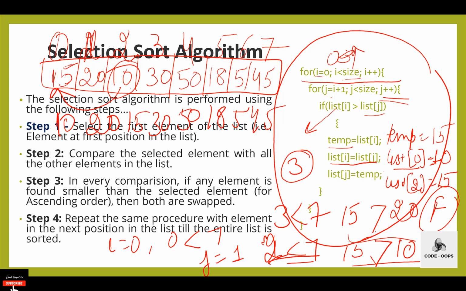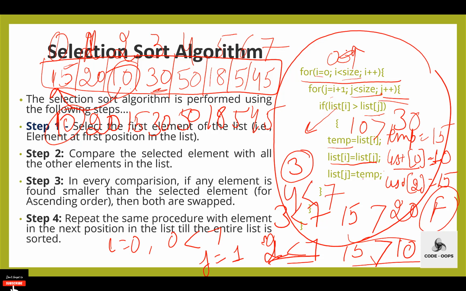j plus plus, j becomes 3. 3 is less than 7. The condition is evaluated to be true. If list of i is greater than list of j, now list of i is 10. 10 is greater than list of j, the element at third index, is 30. 10 is greater than 30? The condition becomes false. j plus plus, j becomes 4.